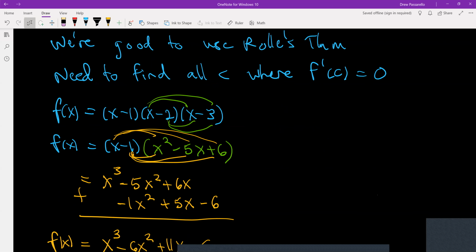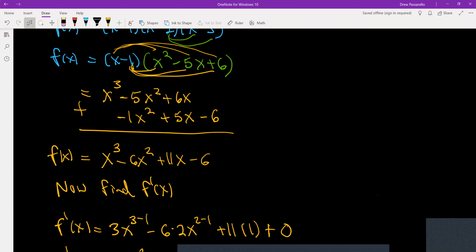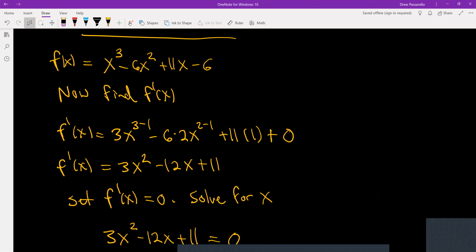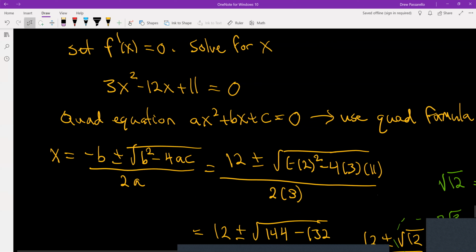Now I applied Rolle's theorem to find all values c where its derivative is equal to 0. And so I first expanded out the polynomial from factored form into its standard form, so that I got x cubed minus 6x squared plus 11x minus 6. Then I found the derivative, and it was 3x squared minus 12x plus 11. I set it equal to 0 and used the quadratic formula because that was a quadratic equation.